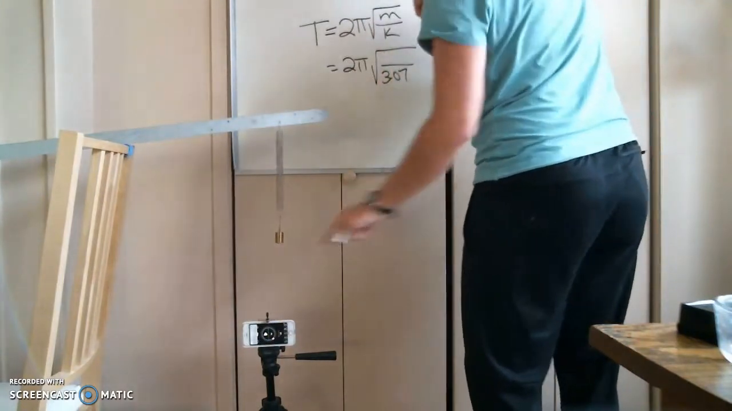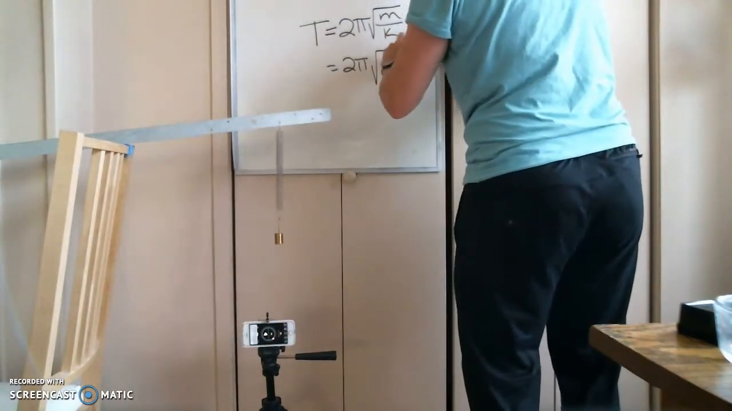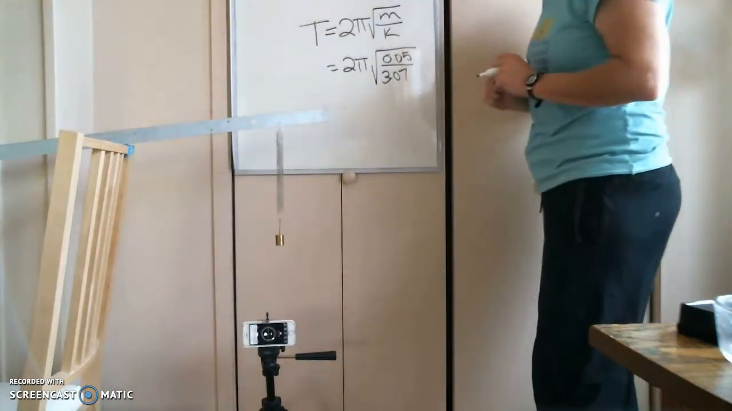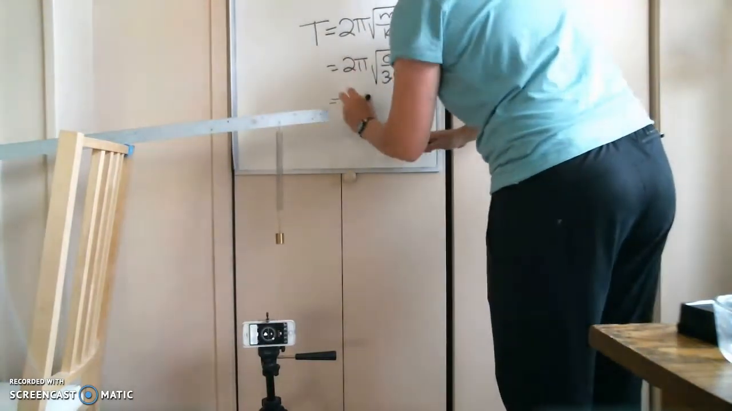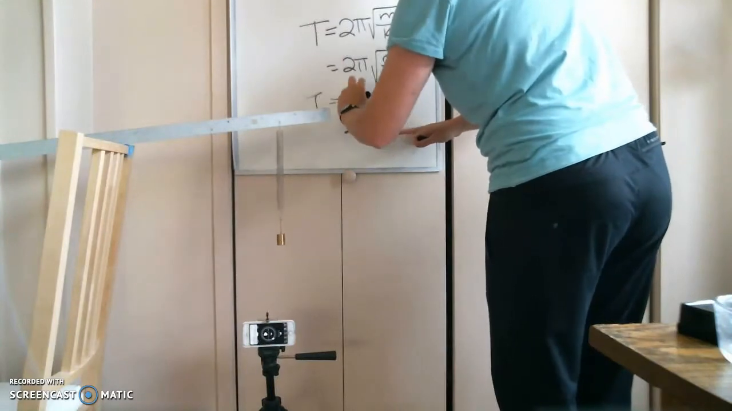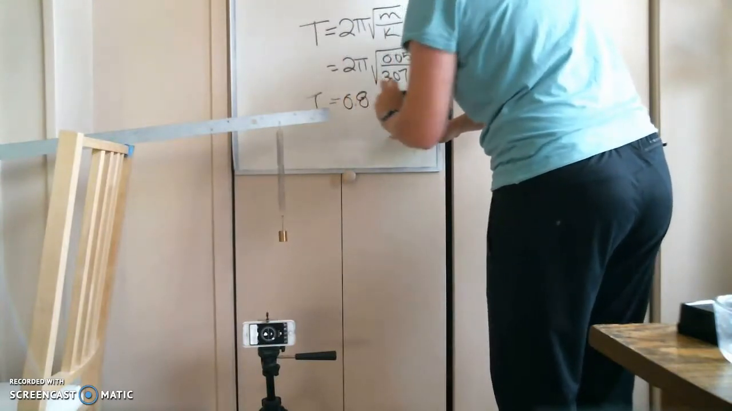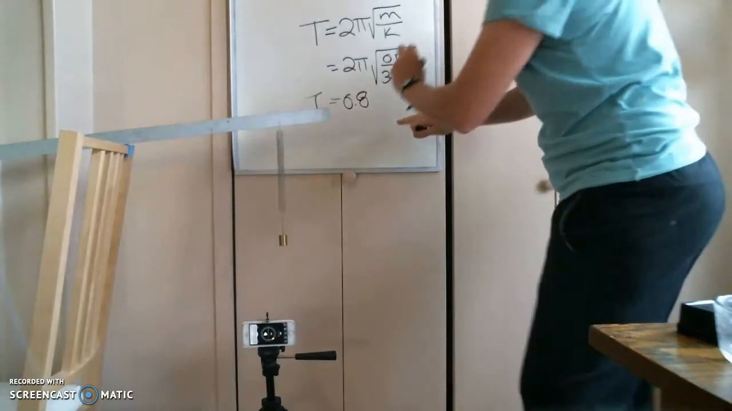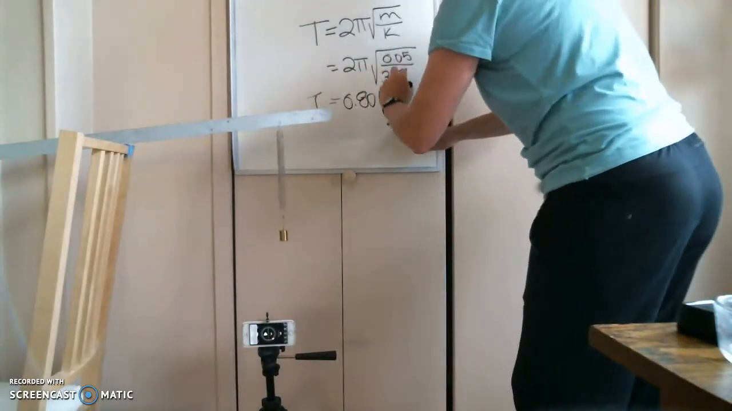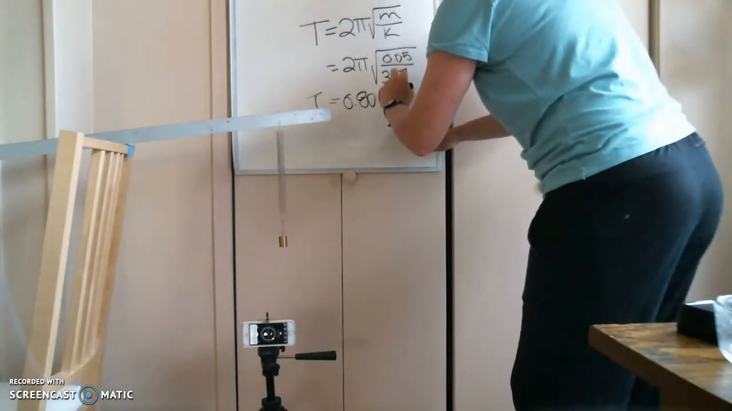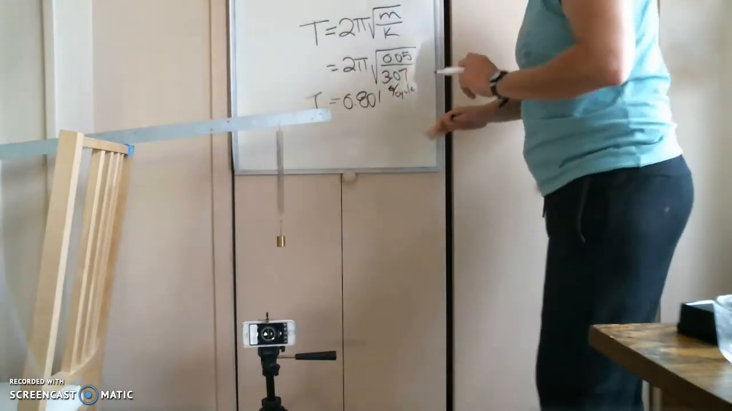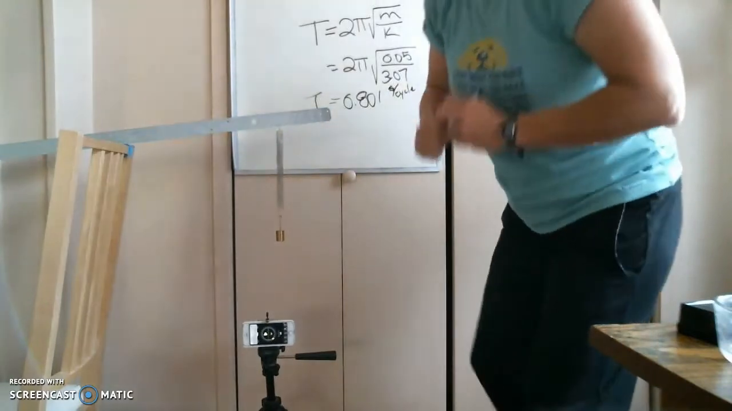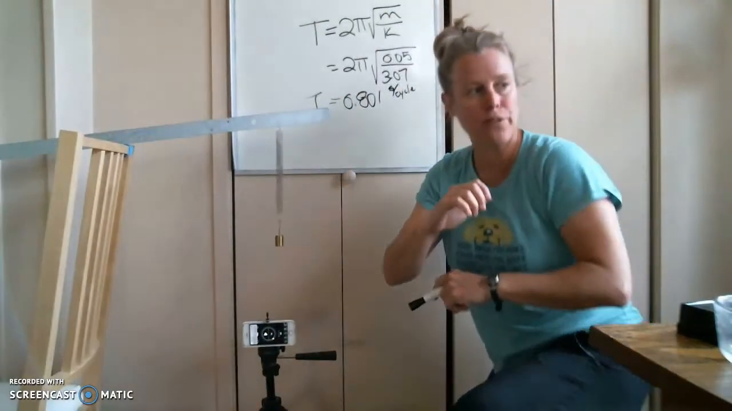And then my mass on there is 50 gram, which is 0.05 kilograms. And what I found out is my period was 0.8, and that's time, seconds per cycle, right? Now, I don't know if y'all remember this.